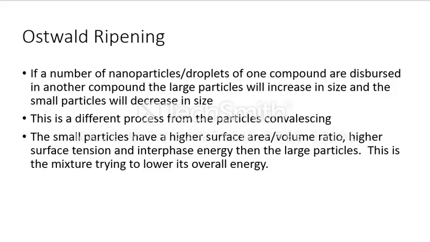And that brings us to the Ostwald ripening process. To really break this down, if a number of nanoparticles or droplets of one compound are dispersed in another compound, the large particles will increase in size and the small particles will decrease in size. And this is a different process than particles coalescing. This isn't little particles coming together and becoming big particles.